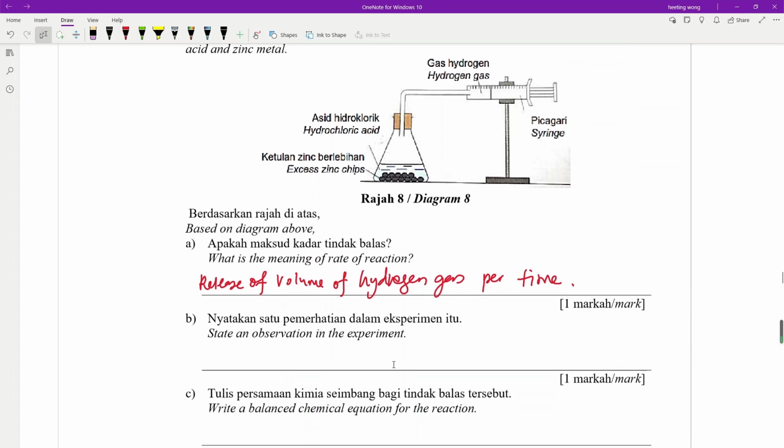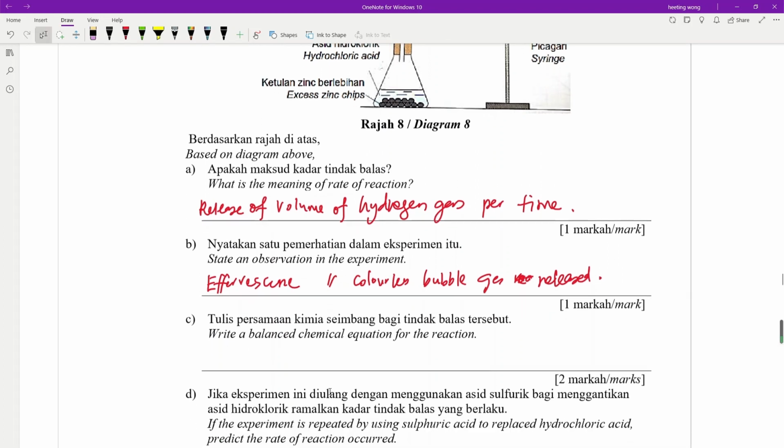Okay, state 1 observation in this experiment. So zinc metal with acid, you will see what? You will see the effervescence, right? Effervescence occurs, or colorless gas bubbles are released. Okay, write a balanced chemical equation for this. So zinc reacts with hydrochloric acid, no? So it produces zinc chloride and hydrogen gas. So this one times 2.